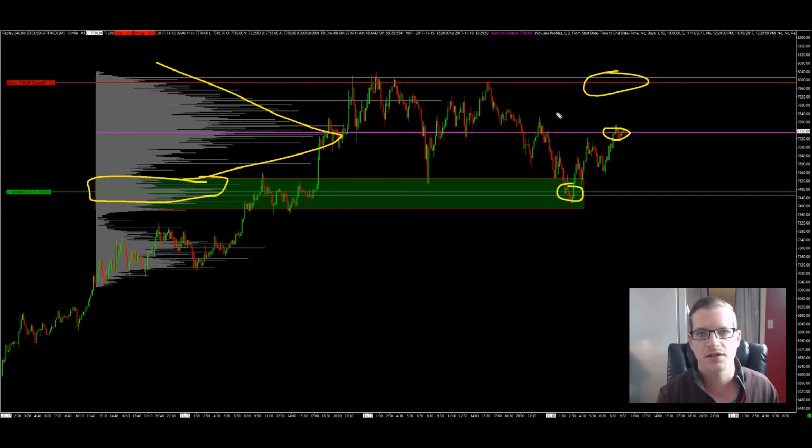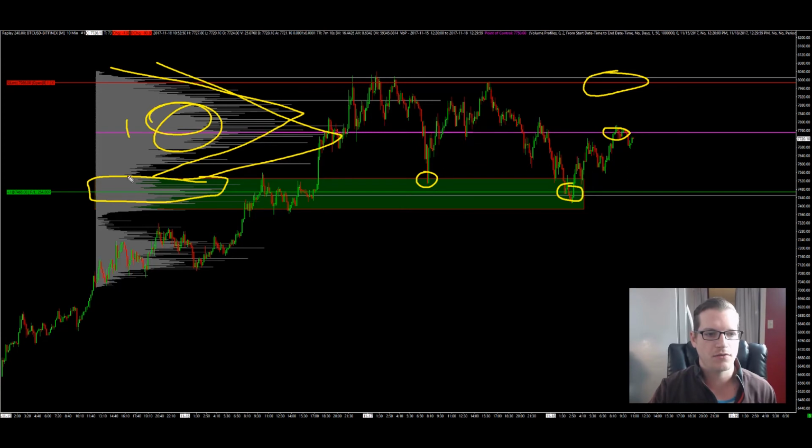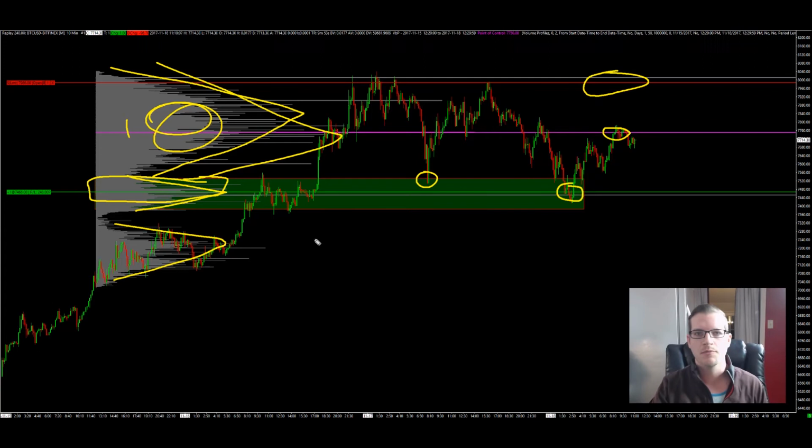This is auction theory. If people didn't think that this was value, they're either going to sell it or buy it. And we've seen two rejections now of this level, and so I think we have good odds that we're going to continue moving, and that is all determined by this volume profile right here. These are so important, guys, and they will really change your trading, because this is where people are voting.